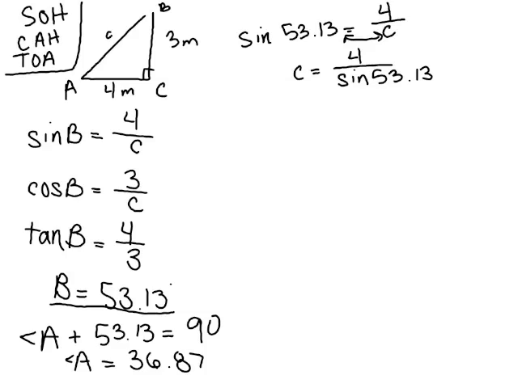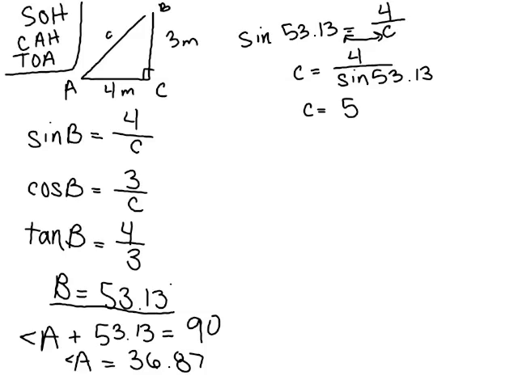So to solve that with our calculator, type in 4 divided by 53.13 sine equals, and I get 5.00000669, so we're going to call that 5.